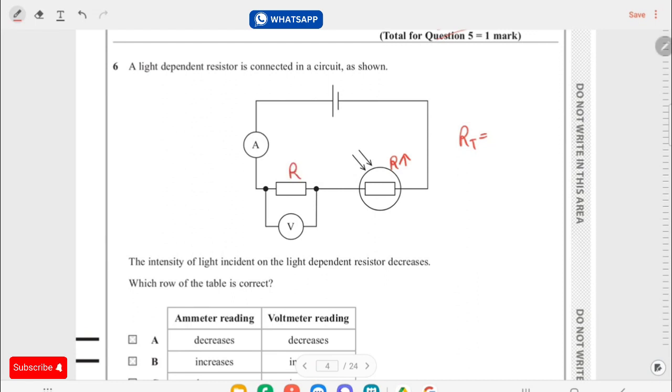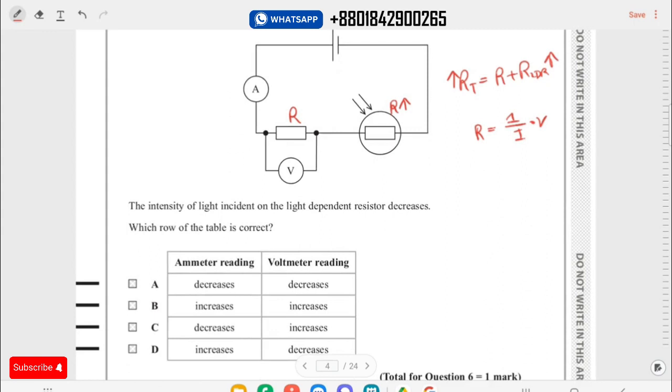But in case of the LDR, with a lower intensity of light incident on it, the resistance would increase. If the resistance of the LDR is increasing, then obviously the total resistance of the entire circuit would increase. According to the equation V equals IR, we can write I equals V by R, which indicates that resistance and current are inversely proportional. So if the total circuit's resistance is increasing, the total circuit's current flow would decrease. So the ammeter reading will decrease.